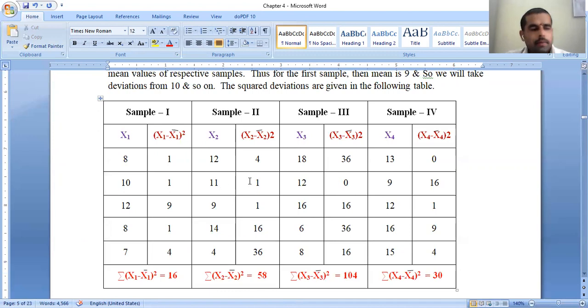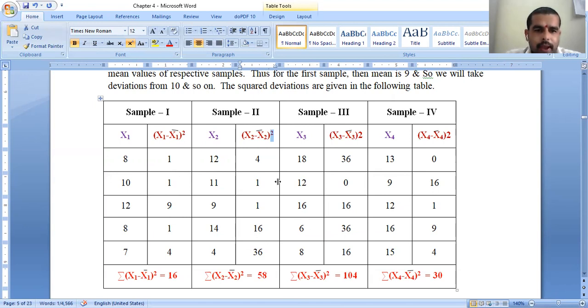11 minus 10, okay, 11 minus 10 means 1. 1 square is 1. Again you apply for the next one here. 14 minus 10, how much? 4. 4 square is 16. 4 minus 10 is 6, 6 square is 36. After getting these values for sample 1 and sample 2, we got the values here.